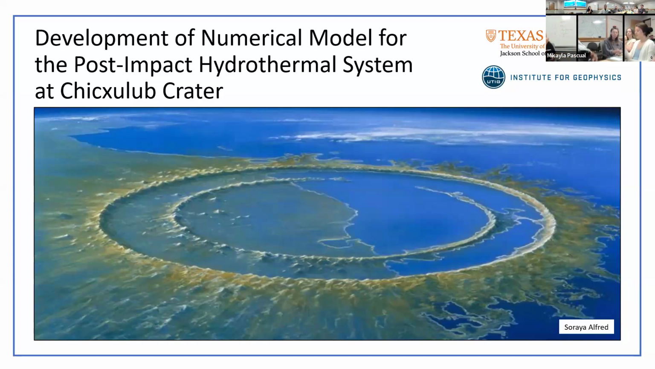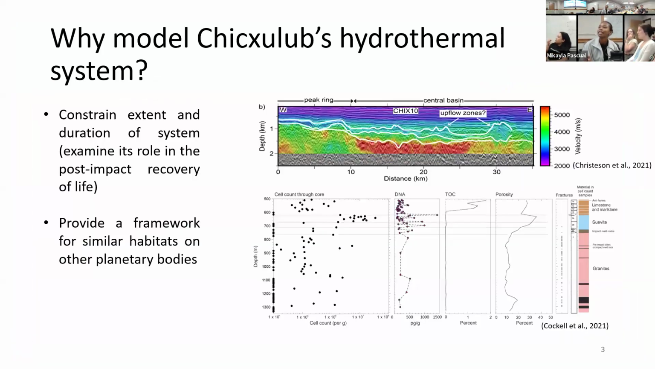Hello, everyone. As Michaela said, LPSC is a few weeks away, so this is a very preliminary presentation. So with that being said, let's start.